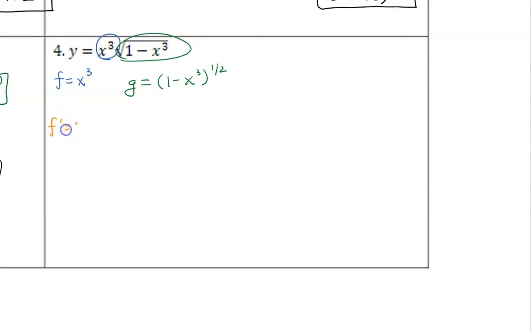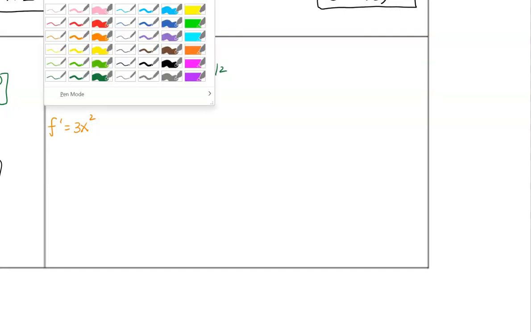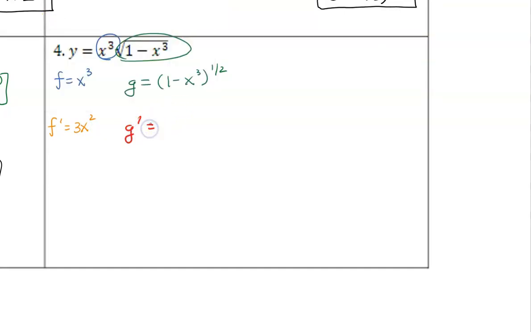F prime is 3x squared. Take the derivative of that. And then our g prime is going to be, let me grab another color. Bring down the exponent of 1/2. Keep what's on the inside of the parentheses the same. This is us now about to use the chain rule. Oh, I skipped a step. The new exponent on 1 minus x to the third is a -1/2 because we take 1/2 and we subtract 1. Now we're ready for the chain rule. The chain rule says on the outside we have to multiply by the derivative of whatever 1 minus x to the third is, which is a negative 3x squared. The derivative of 1 is just 0, and the derivative of negative x cubed is a negative 3x squared.